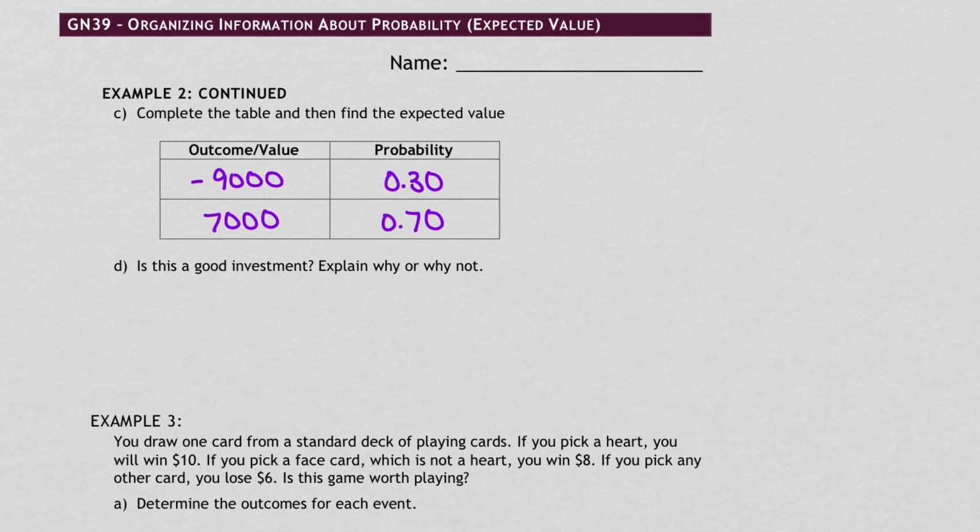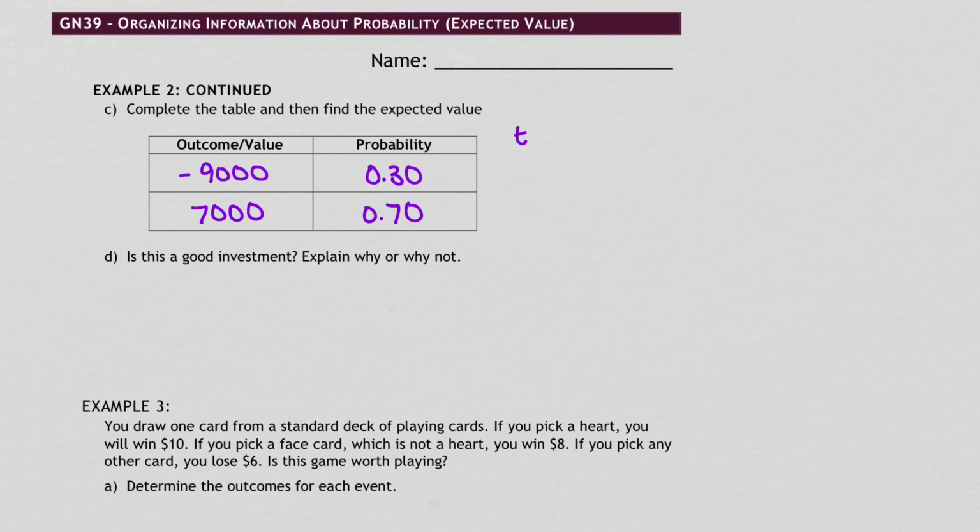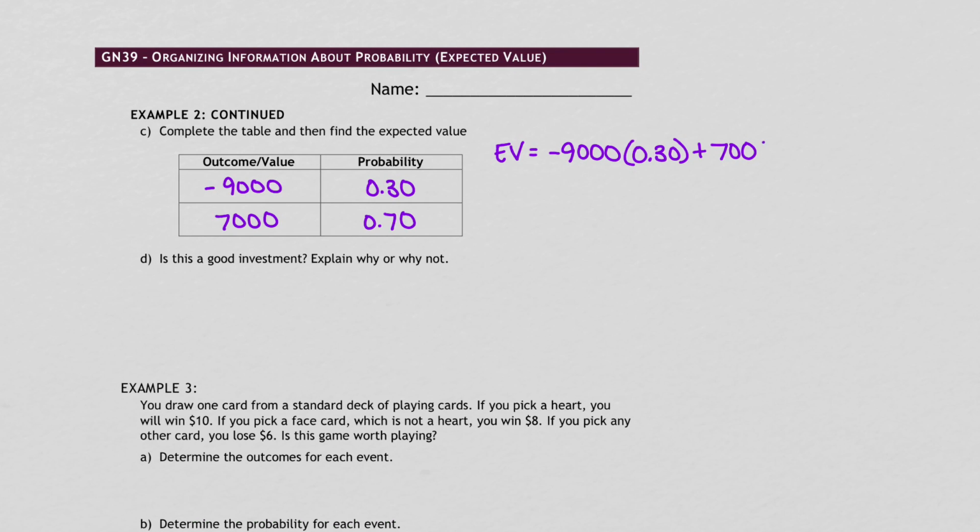It says find the expected value. So we just multiply across and add like we did before. So we could lose $9,000 and that probability was 0.3. Or we could gain $7,000 and its probability was 0.7. Multiply. And the expected value is $2,200.